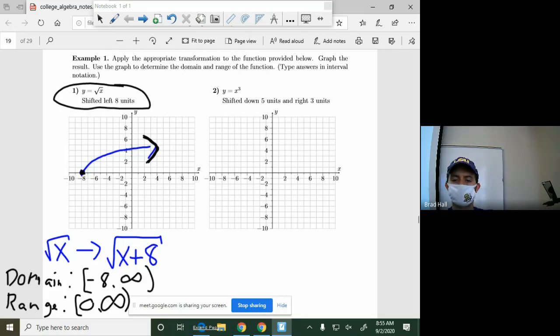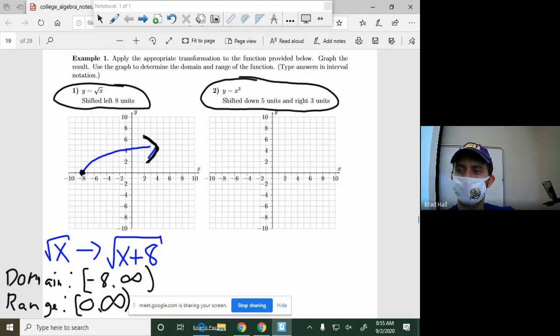Before you have any questions, let's look at problem 2 and then see if that connects anything for you, and then I'll ask if you have any questions. So problem 2, it's a different function, and now they say go down 5 units and simultaneously go to the right 3 units.